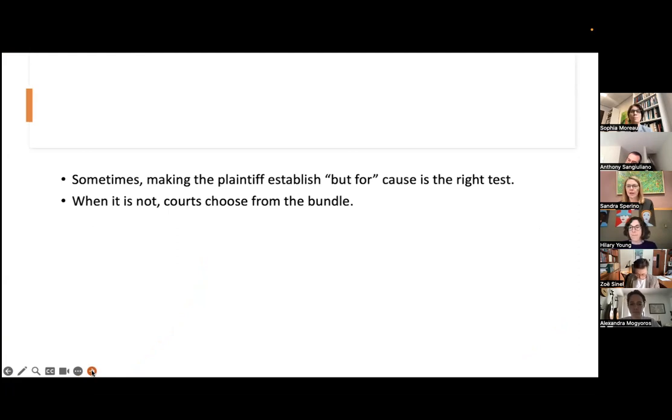And so sometimes we do make the plaintiff establish but-for cause. I don't want to give the impression that we never do. It's just that in some factual scenarios, that is the right substantive standard to apply. But when it's not, the courts then choose from these other options that are in the bundle. And just because the other options are not commonly used does not mean that they're not part of tort law.